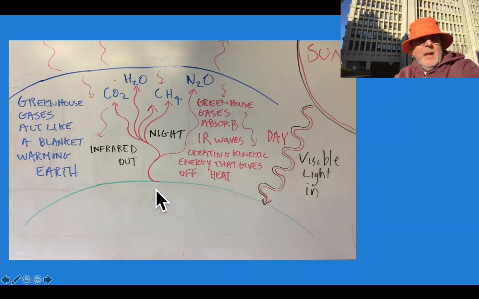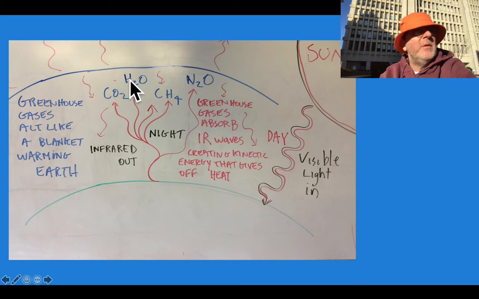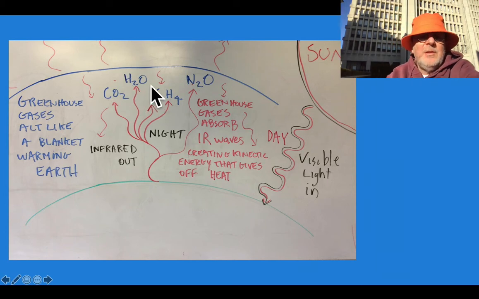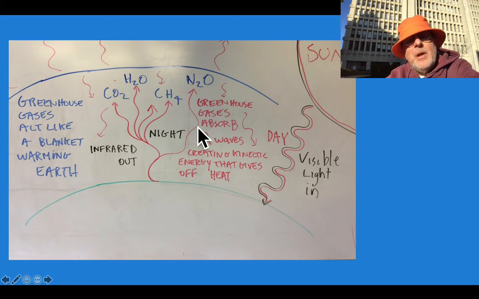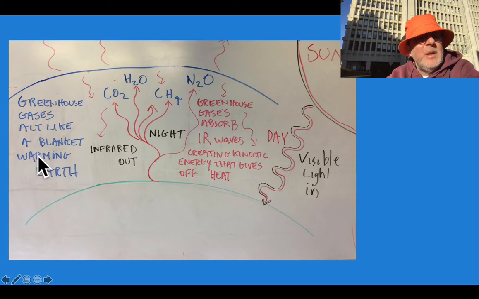But at night, infrared radiation, longer wavelengths of infrared, are released from this Earth, warmed by the visible light. And in the atmosphere at night, greenhouse gases, carbon dioxide, water vapor, which I didn't mention and should have mentioned in the other slide. Water vapor is a powerful greenhouse gas. Methane, CH4, and nitrous oxide can absorb the heat and hold it close to the Earth, like a blanket.